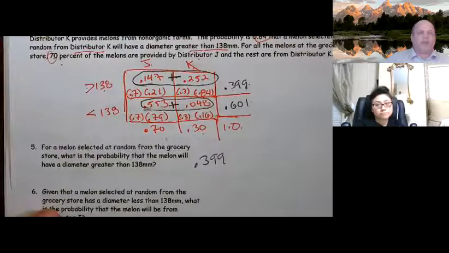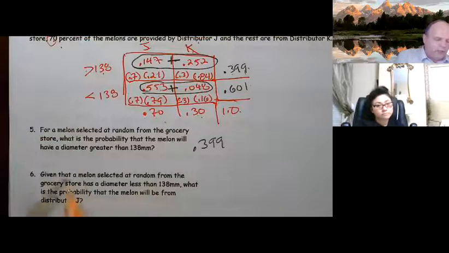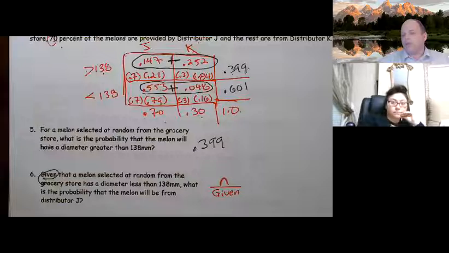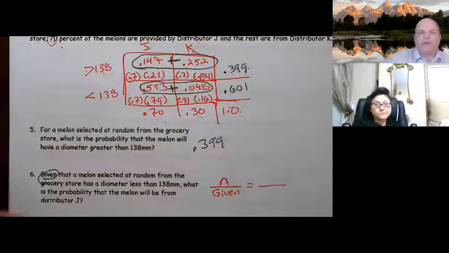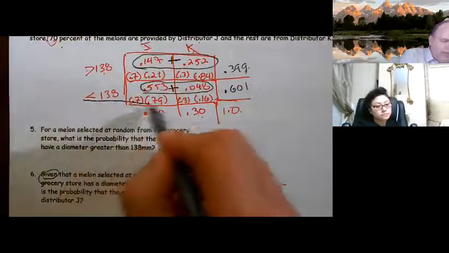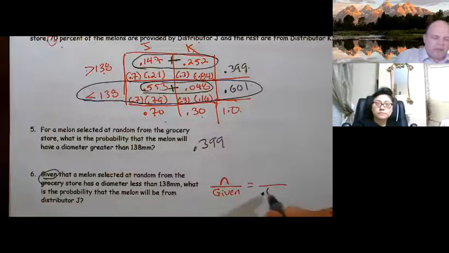Question number 6. Given that the melon selected at random from the grocery store has a diameter less than 138, and by the way, we see the word given. As soon as I see that word given, I go given, and then I look for intersection. So that's what I know. In this particular case, we're looking for less than 138. So this right here tells me my denominator because we're given this less than 138.